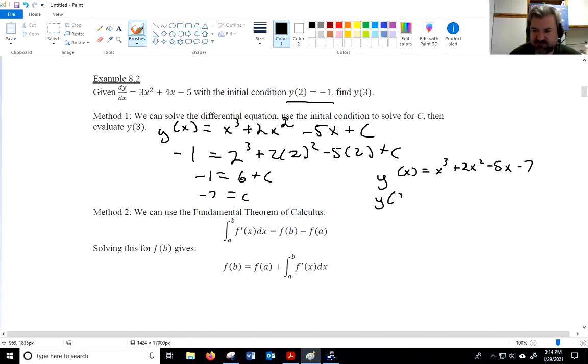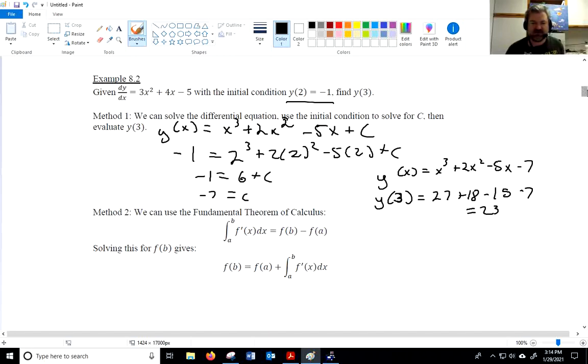And I'll just evaluate y of 3. Well, y of 3 would be 27 plus 18 minus 15 minus 7, which is 38 minus 15, which is, I think, 23. All right, now that's one way of doing it, but it's actually kind of a little bit too much work. Let's do it a different way.